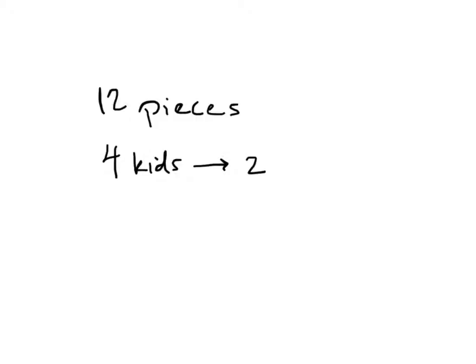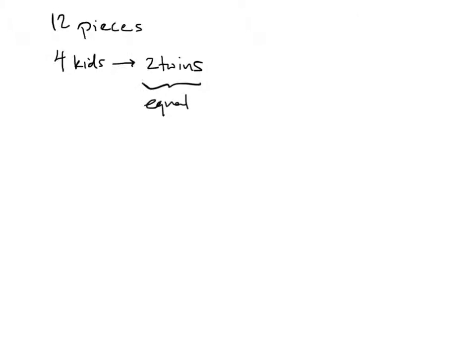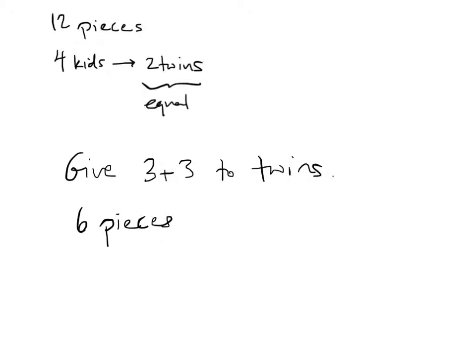Okay. So what we're doing is distributing, what was it, 12 pieces of candy to 4 kids, 2 of which are twins. And they have to get equal numbers of candy. Right? Okay, so the example I just put down was, let's say that in actuality we give 3 plus 3 to the twins. That leaves 6 pieces to go to 2 other kids.